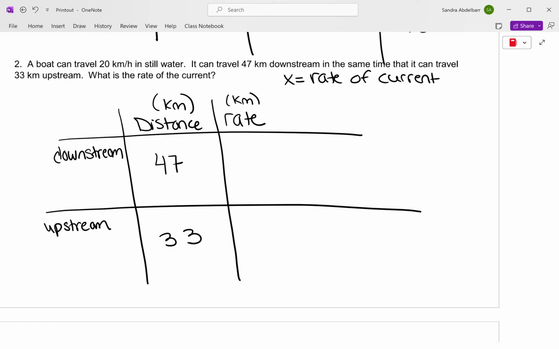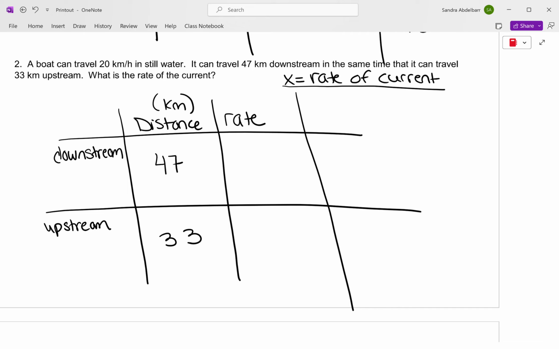Right, what is the rate of the current? So the rate is also, not kilometers. The rate is going to be kilometers per hour. It doesn't matter, it'll be kilometers per hour. Good. So right now, let's talk about this.